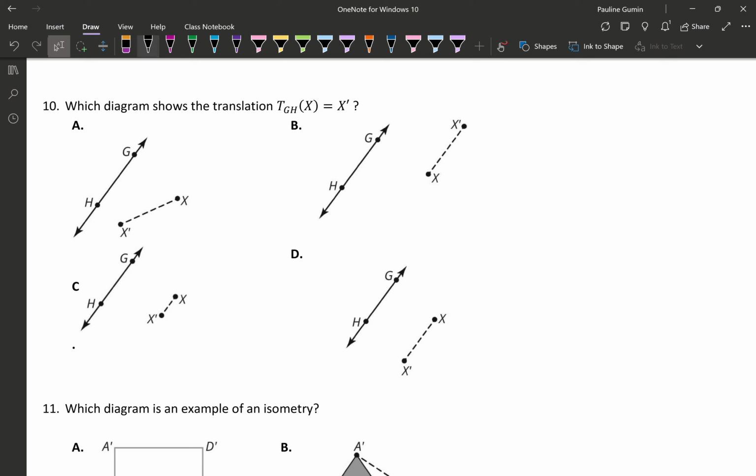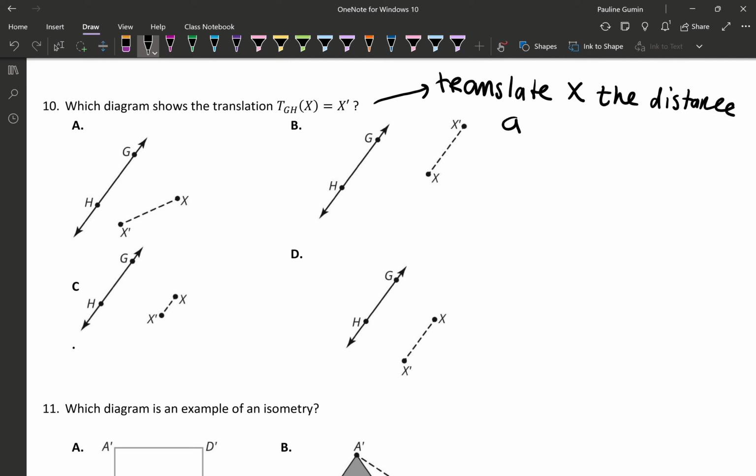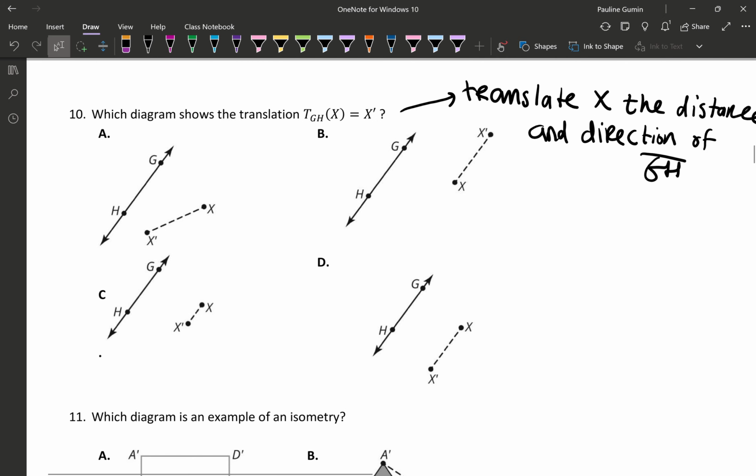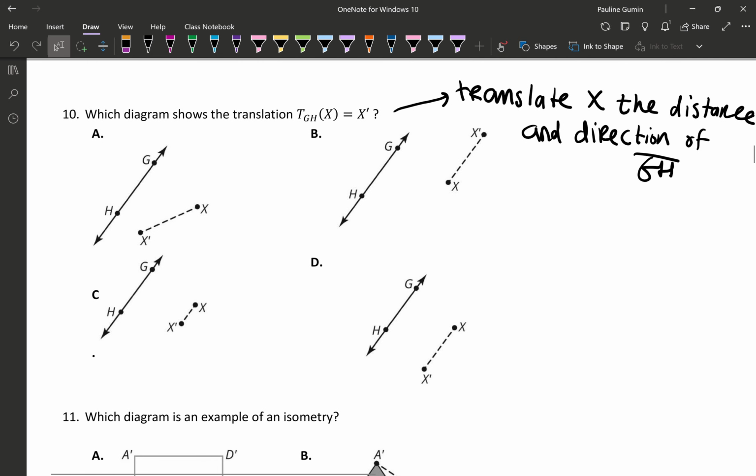So, what this is asking us is, I'm just going to write this in English. Translate x, the distance, and direction of GH. Okay, so let's see which one of these gives us that translation of x to become x prime, the distance and direction of GH.